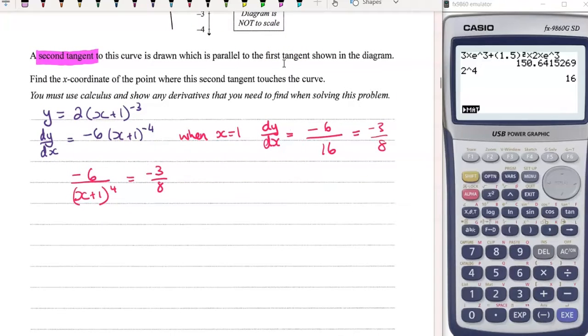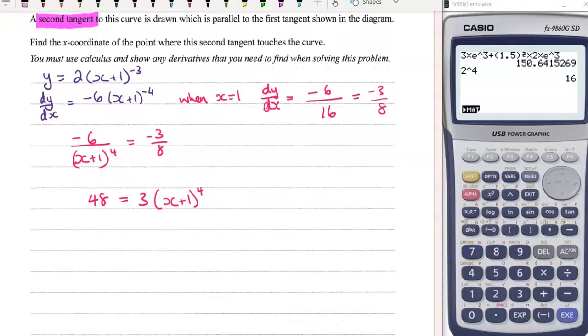So solving this now, if we bring the 8 up to the left-hand side, we can get rid of the negatives too. So we've got 48, and then bring the x plus 1 up to the power of 4 up to the right-hand side. So now if I divide both sides by 3, I'll have x plus 1 to the power of 4 is equal to 16.